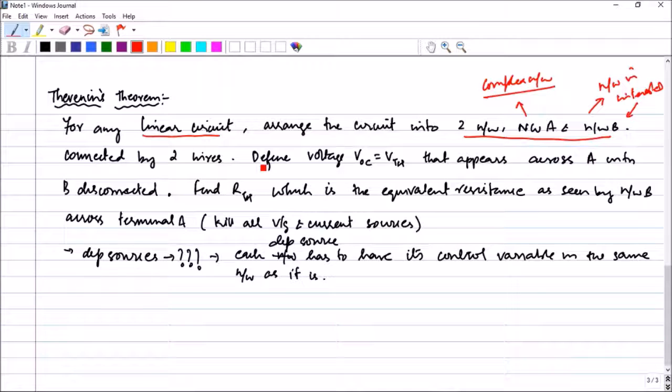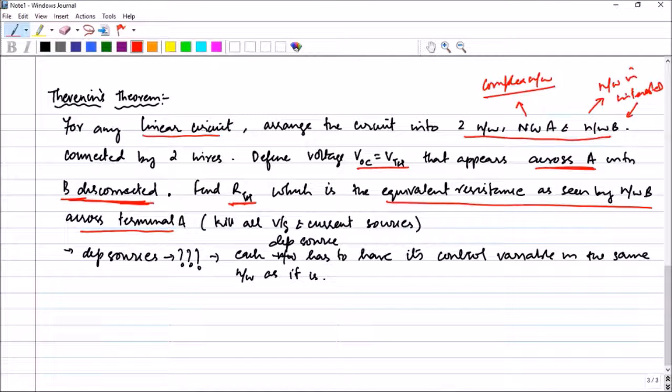Alright. So what we have to do? We have to define voltage VOC, that is voltage open circuit, which is equal to the Thevenin voltage that appears across the network A with B disconnected. This is important. Now you will understand this when we do a simple problem. Then you have to find the Thevenin resistance, which is the equivalent resistance as seen by the network B across the terminal A. Of course, B will be disconnected.